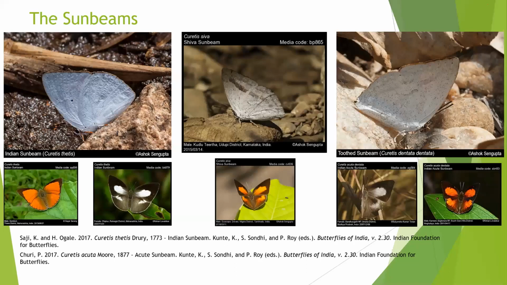And sunbeams. Okay, one is the most common, found in the city areas. This is the Indian sunbeam. The Indian sunbeam is found in the city areas. The Shiva sunbeam is found in the Western Ghats and in the riparian river forest, and even the angle sunbeam also is found in the riparian river forest.